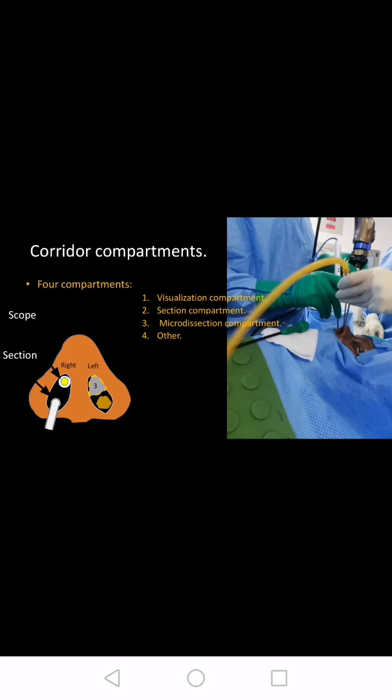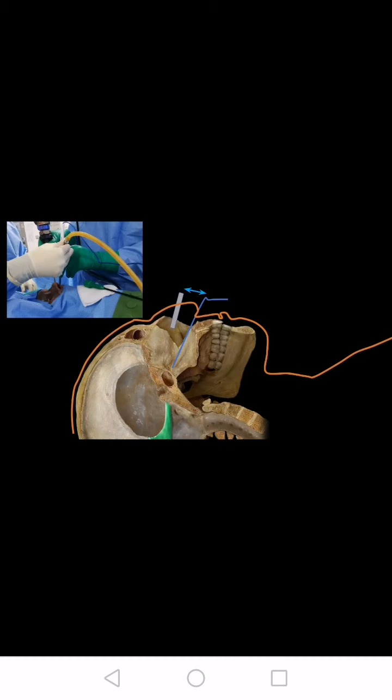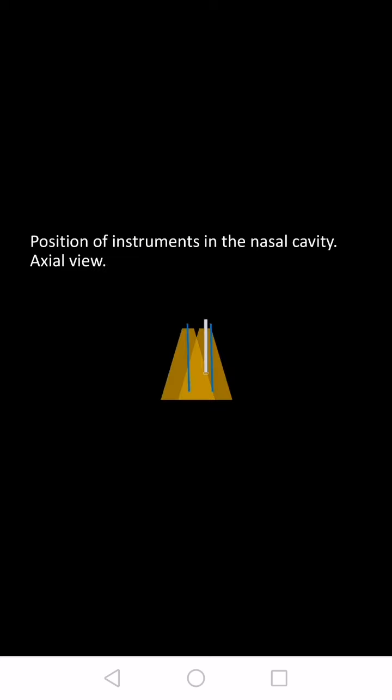You want to create a space between compartment 1 and 2. That is to allow more working space when you are inside, so the instruments won't fight each other. You will not hit each other with the instruments inside, as these instruments are long and the angulation will make them hit each other inside. So you want the scope to be pushed against the nostril edge superiorly, and the suction compartment will be pushed down, so that allows more working space.